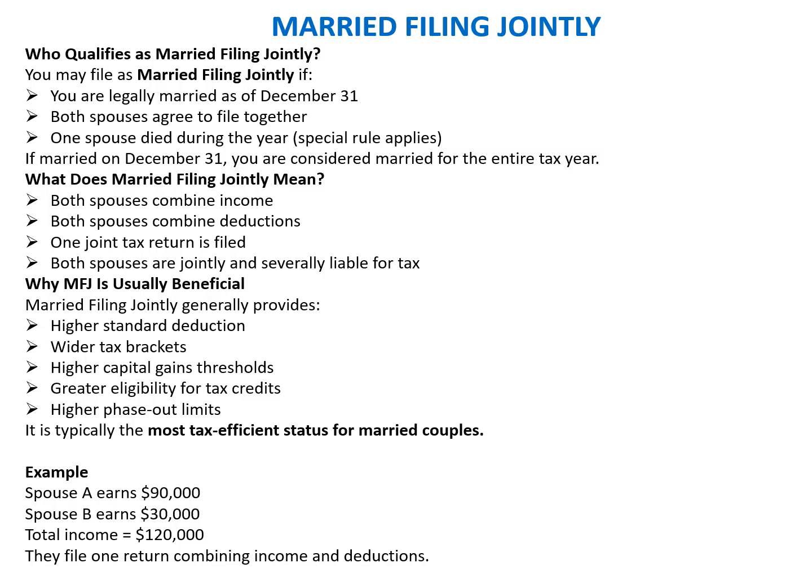Okay, so now we'll talk about the second category, which is married filing jointly. Who qualifies as married filing jointly? You may file as married filing jointly if you are legally married as of 31st December, you both agree to file together, and if one spouse died during the year, a special rule applies. So these are the conditions which need to be complied with before the status can be filed as married filing jointly. If married on 31st December, you are considered married for the tax year.